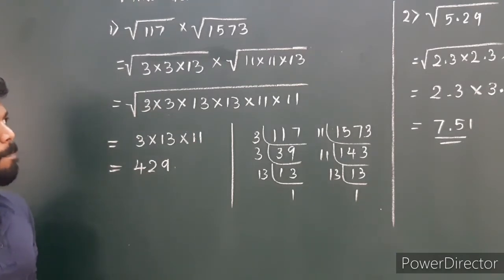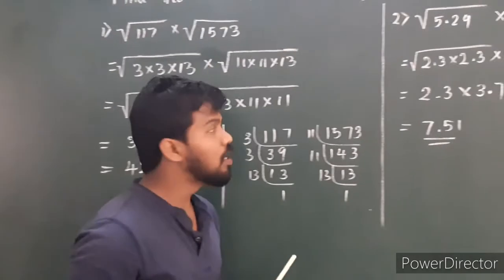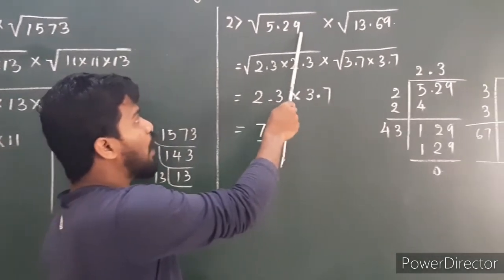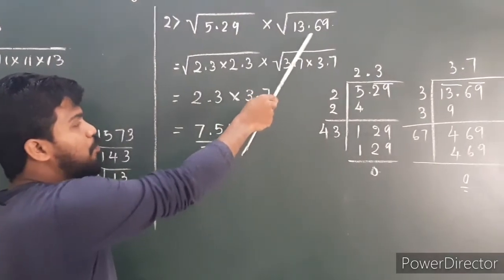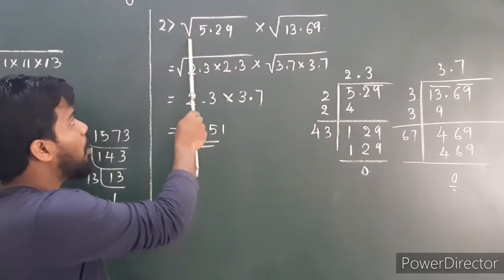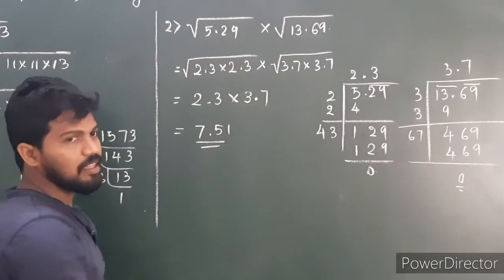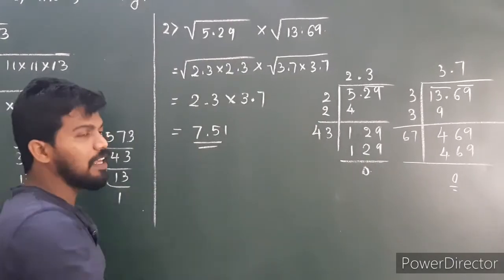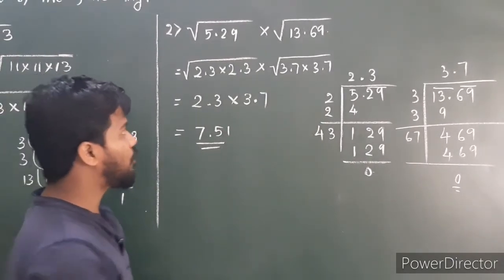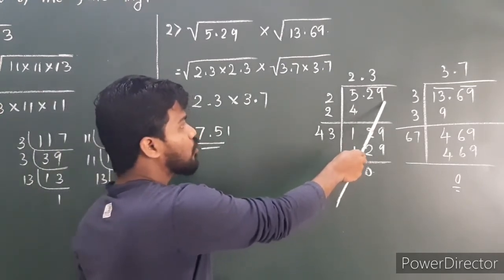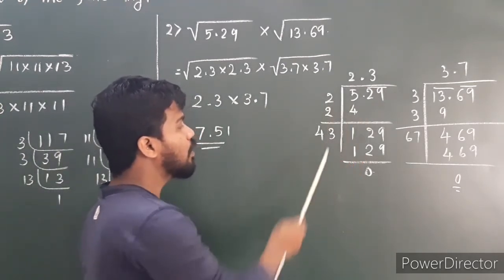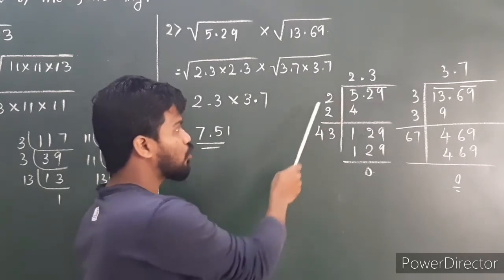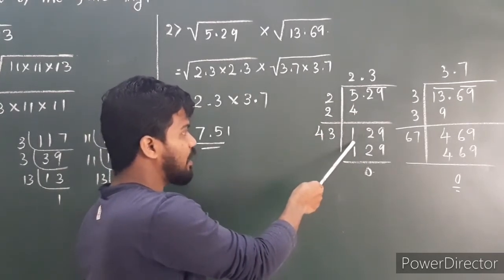So the next problem is the decimal: the square root of 5.29 into the square root of 13.69. This problem I go through the division method. First I take 5.29. Make pairs: 2 and 9 is one pair, and 5 does not have any pair. So 2 2s are 4 and 1 remainder.